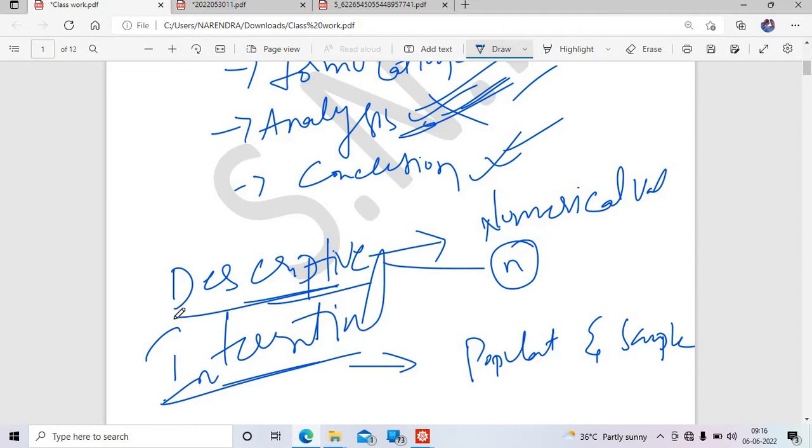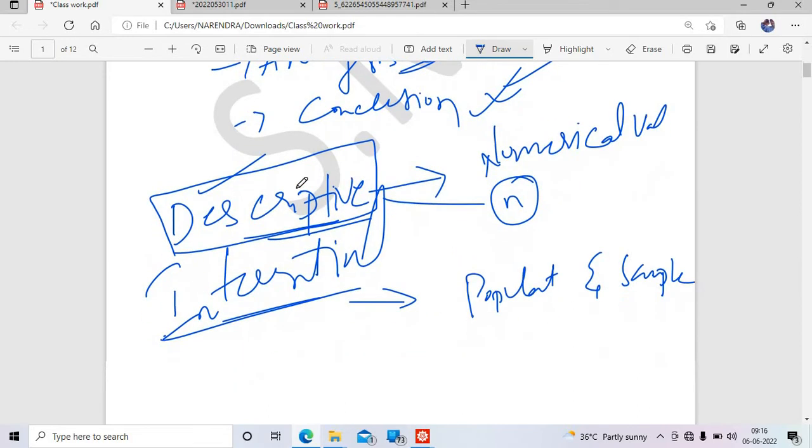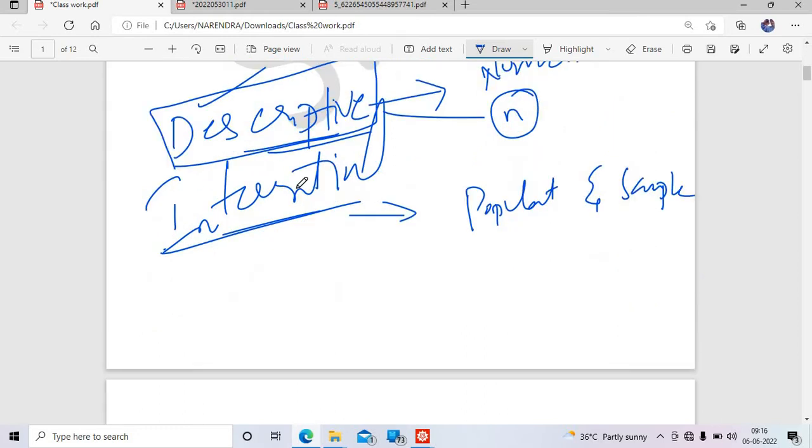In descriptive statistics, we know the complete values. Then we can apply different measures like central tendency, dispersion, kurtosis, whatever you want, you can apply those operations in descriptive statistics. So in descriptive statistics, the first topic is central tendency. In inferential statistics we will discuss more when that topic comes, no need to worry. So now our topic is descriptive statistics.